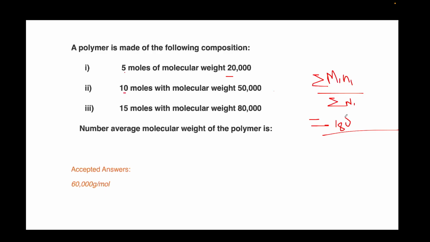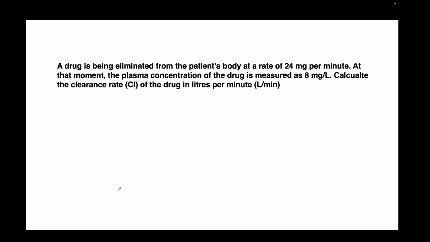That will give you approximately 1,800,000, and then the total number of moles, which is 5 plus 10 plus 15, which is 30. So this will give you 60,000. Okay, so the number average molecular weight is 60,000. Okay, moving on to the next question.